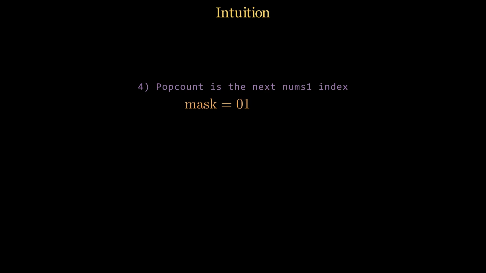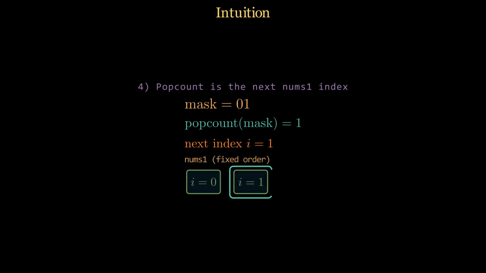Read the bits left to right as j equals 0, then j equals 1. This mask has a single 1, exactly one nums2 slot is taken. Popcount counts those ones, here it is 1. In forward DP, that count is exactly how many nums1 positions are already filled. So the next nums1 index i is 1, the second slot, 0 based indexing. Same popcount rule as other forward bit mask DP.